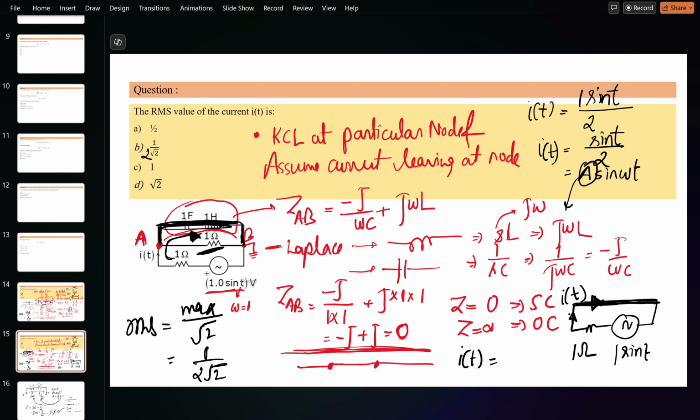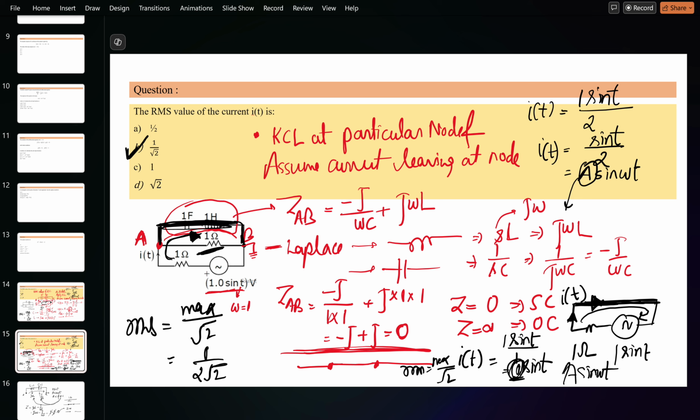Okay, so this means that if it is a short circuited path, the whole current will flow like this. So the IT will look like 1 sine t divided by 1 ohm. It will be sine t. Okay, it is represented in the A sine omega t form, which is standard, but the RMS is equal to maximum divided by root 2. What is the maximum here? Maximum is 1 here. Okay, that is the amplitude. So the answer will become 1 by root 2 basically.